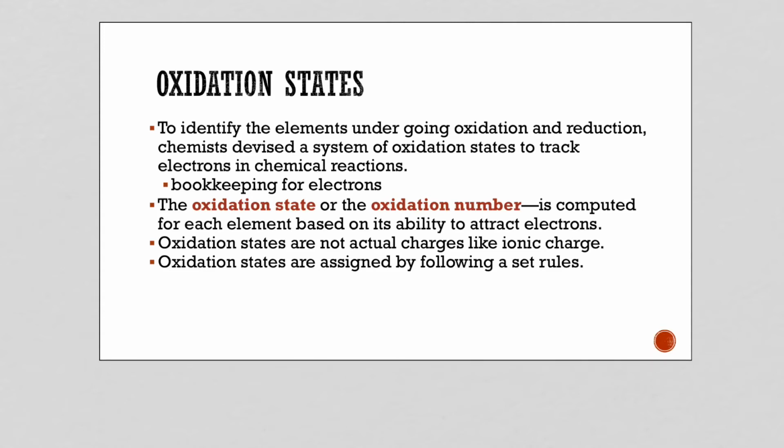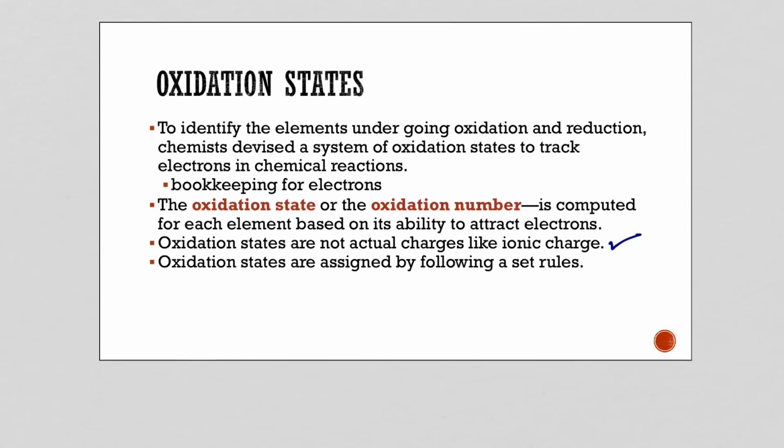So the oxidation state, or sometimes called the oxidation number, is computed for each element based on its ability to attract electrons. Now, we have a set of rules that can help us to do this, right? A couple things to remember though, they are not real charges like we see in ions, like in an ionic compound, right? So the elements within these non-ionic compounds are not charged. We're just looking at, do they have more or less electrons than what the ideal situation might be?